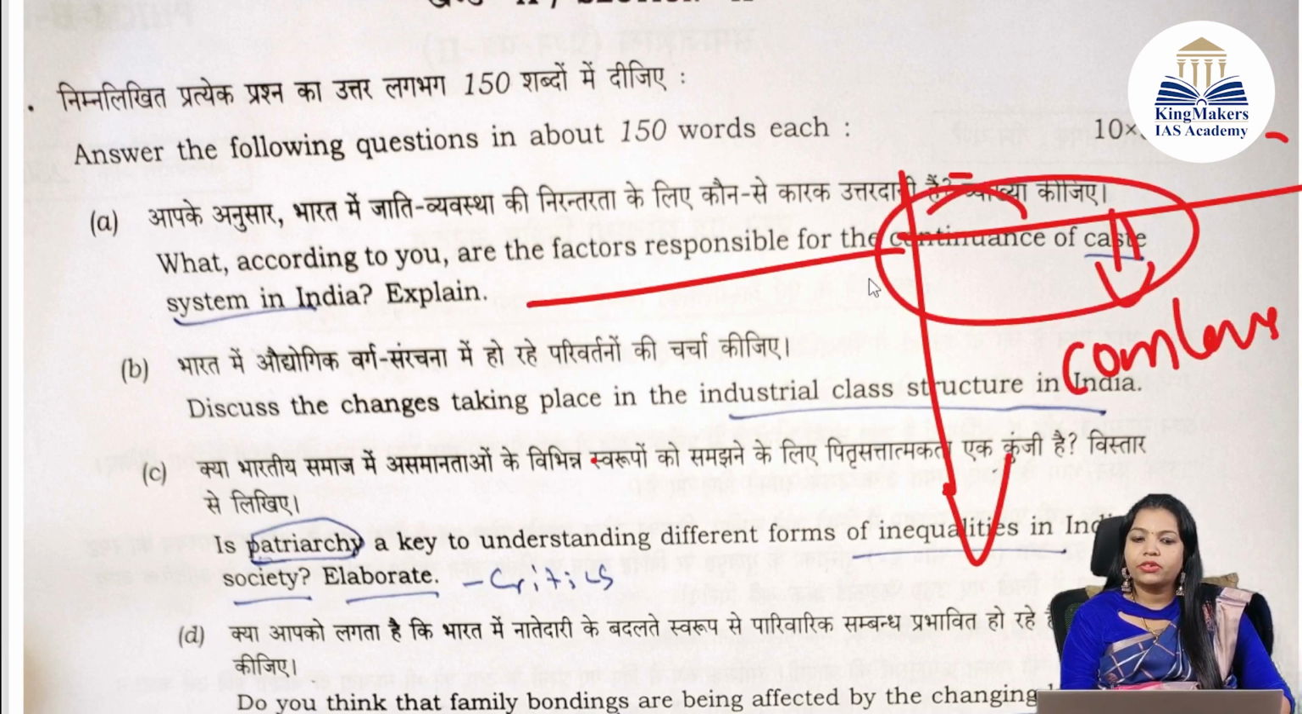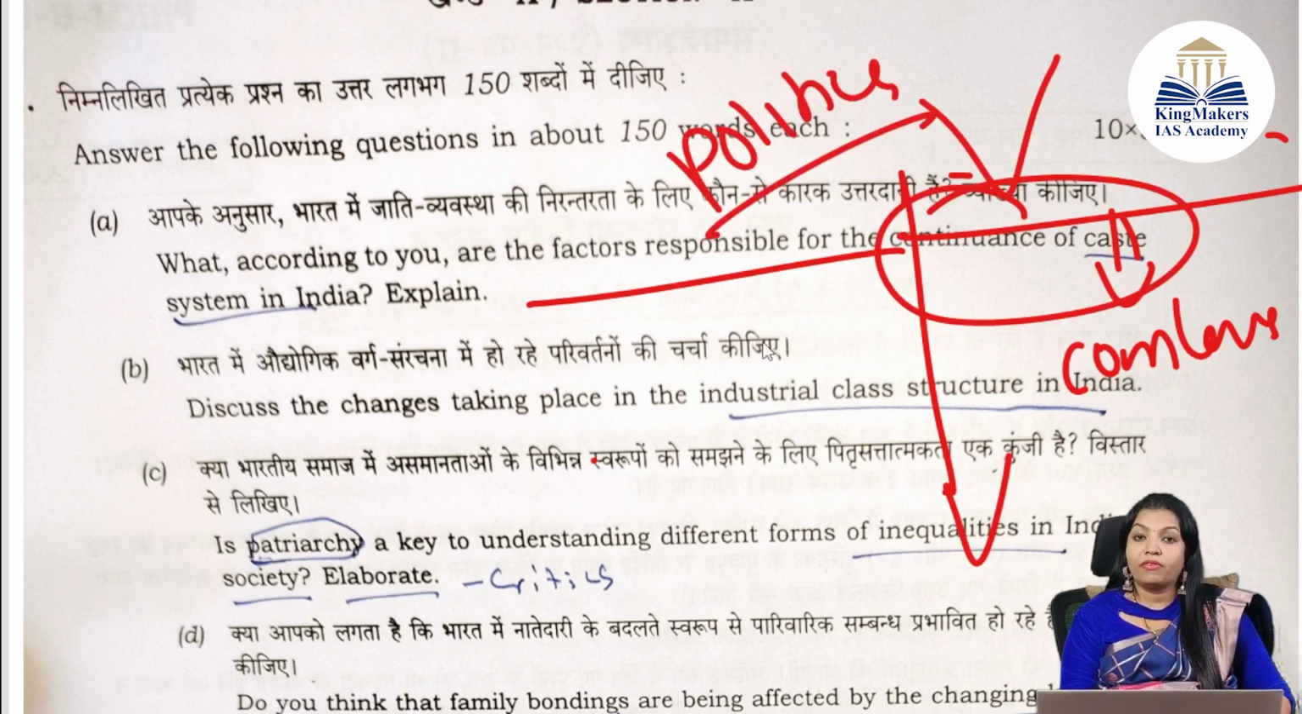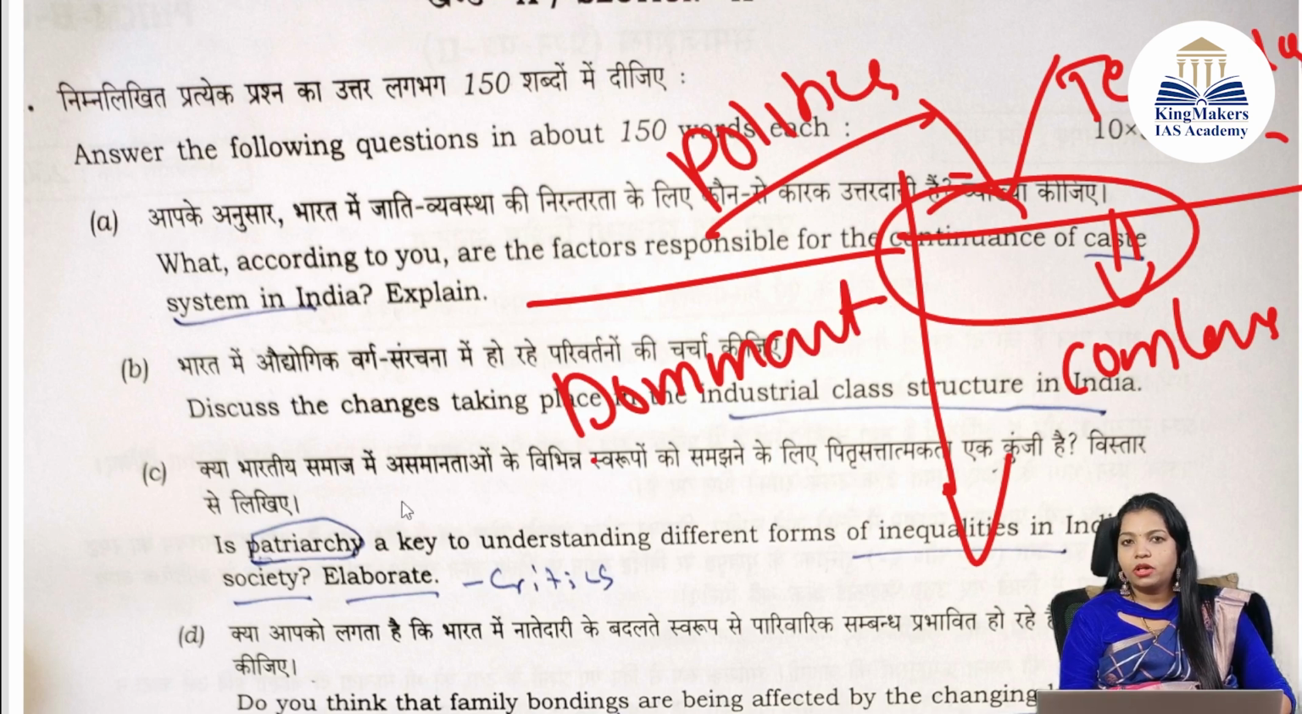For example, the continuation of caste system because of politics, the politicization of caste and casteization of politics. Plus caste continues because of technology, like matrimonial sites, and because of that the caste system is continuing. Again you have to continue with the angle of dominant caste. Because of dominant caste, it continues in politics.